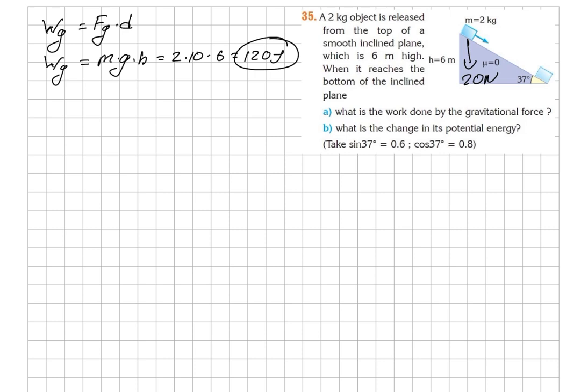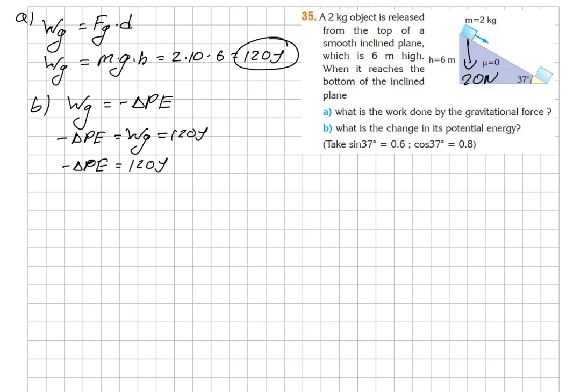For it we have this formula. Work done by gravitational force is equal to negative delta PE, negative change in potential energy. So that means negative delta PE is equal to work done by gravitational force, which is 120 joules. So negative delta PE is equal to 120 joules, or delta PE is equal to negative 120 joules.